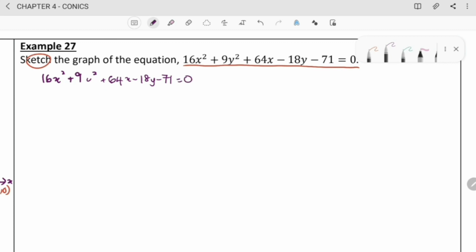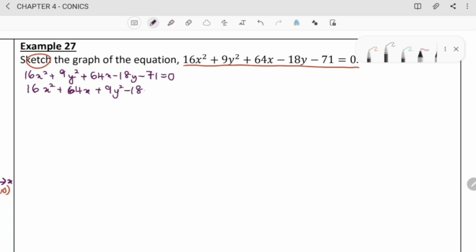Okay, let's rewrite the equation: 16x squared plus 9y squared plus 64x minus 18y minus 71. First we rearrange so that all the x terms are together, and the y terms are together, so we will have it this way. The 64x will be with x, and the y terms will be with y, and you bring the 71 to the right side.